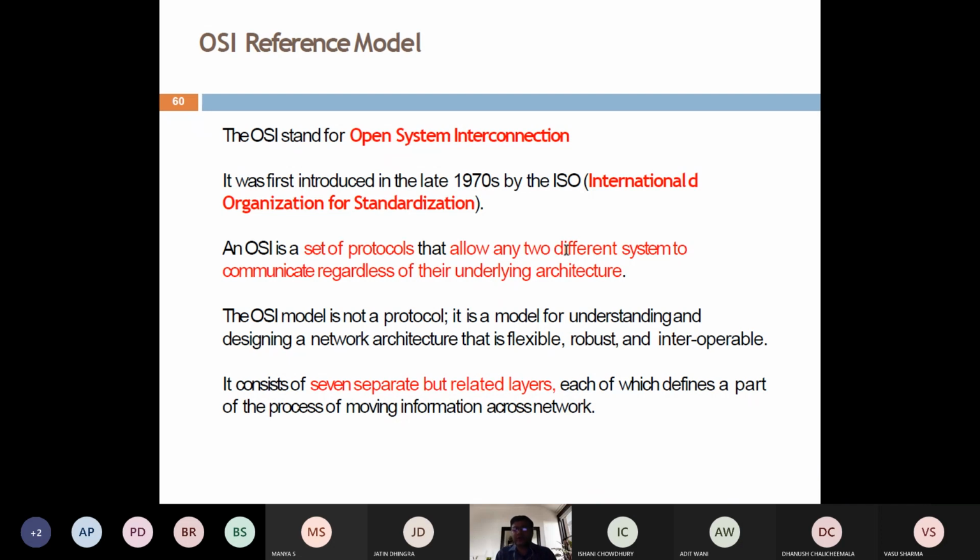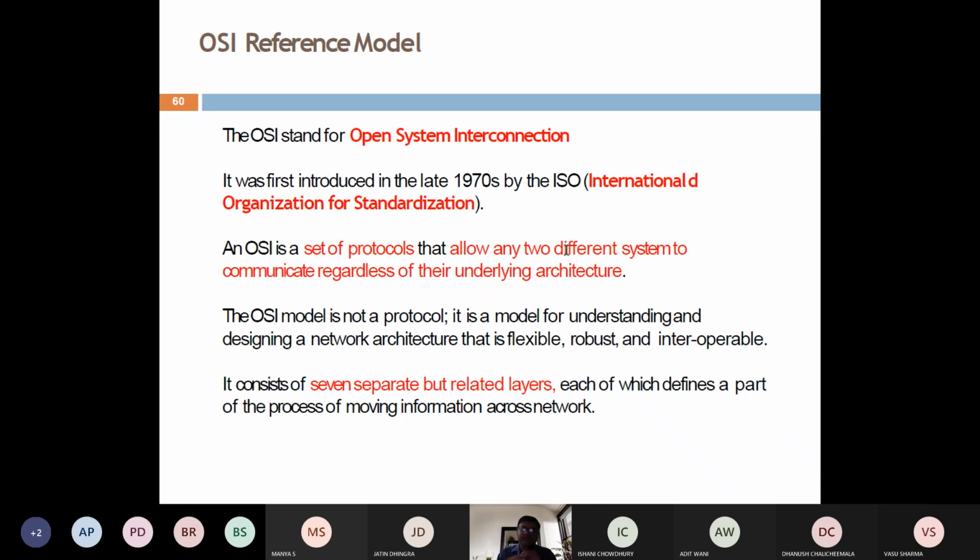So whatever the protocols in the OSI reference model, it will allow any two different systems to communicate regardless of their underlying architecture. Whatever the underlying architecture is, it will not bother about that. It will allow two different communication systems, two different computers, to communicate. In that only, the OSI model is helping us.